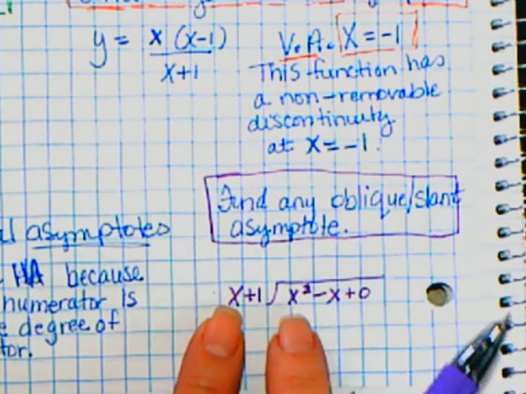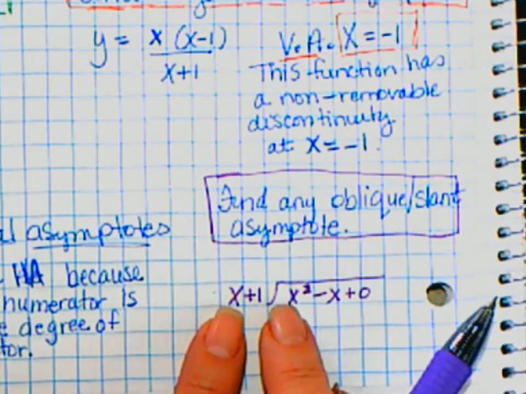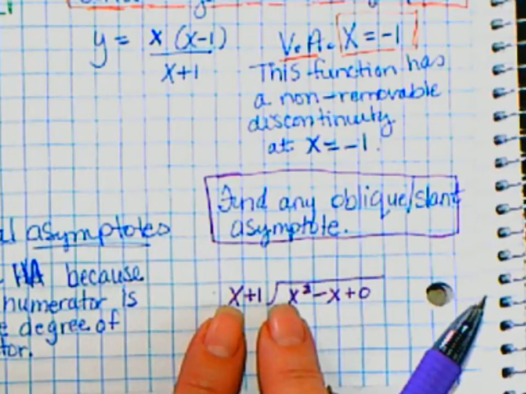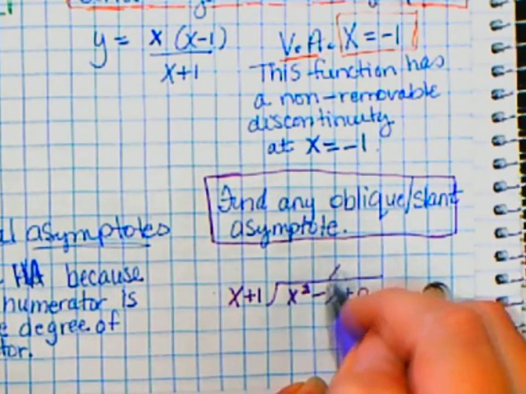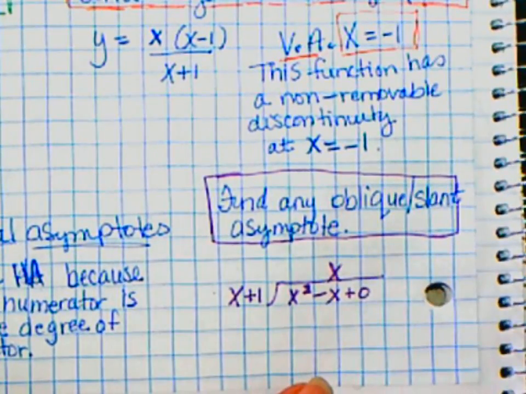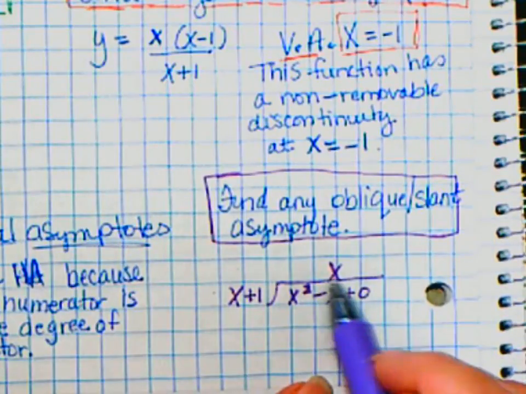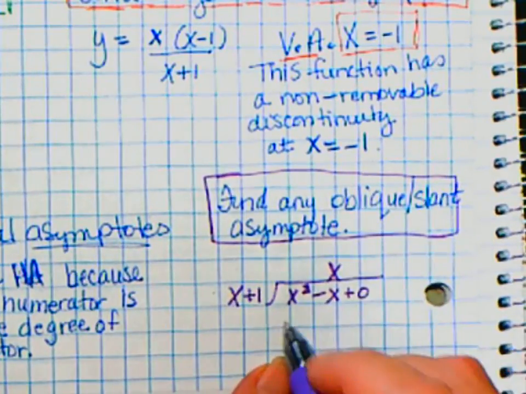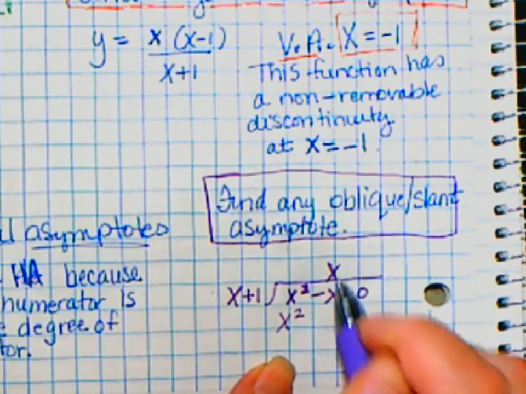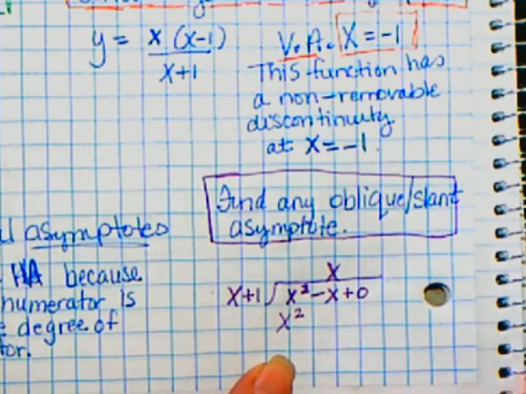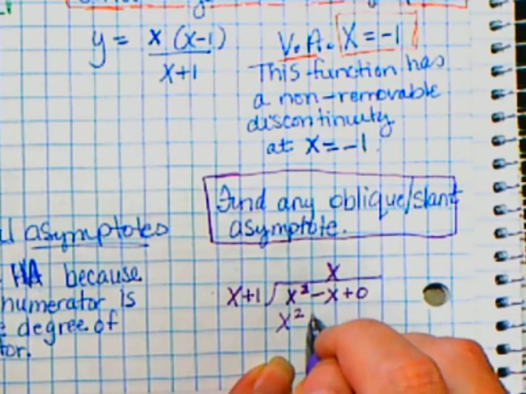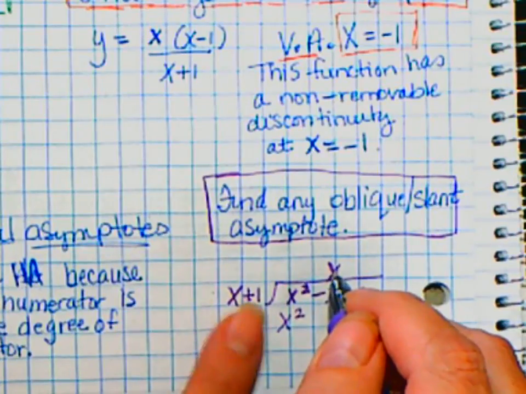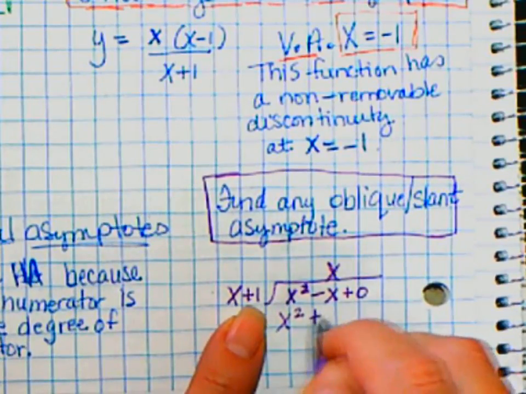X times what is x squared? X. That's linear, right? So I put it above the linear term. Then I multiply. X times x is x squared. X times positive 1 is x. What's my sign? Plus x. But remember, if it's a positive, you have to switch it to negative. We're not there yet, though.